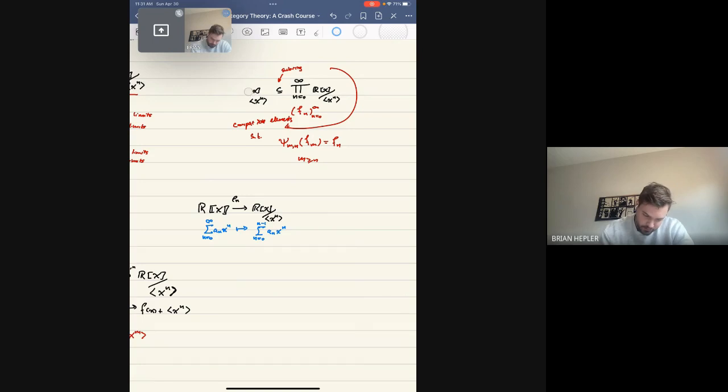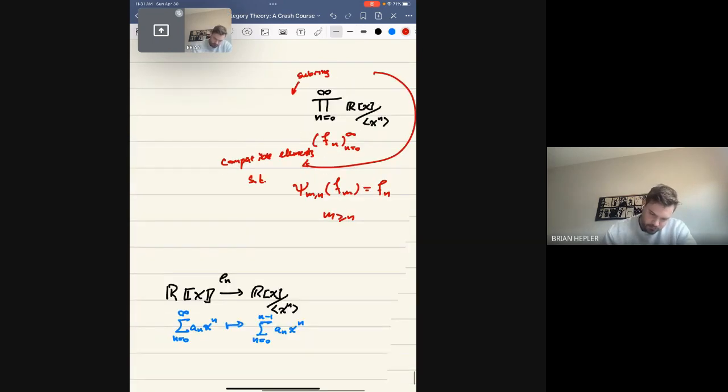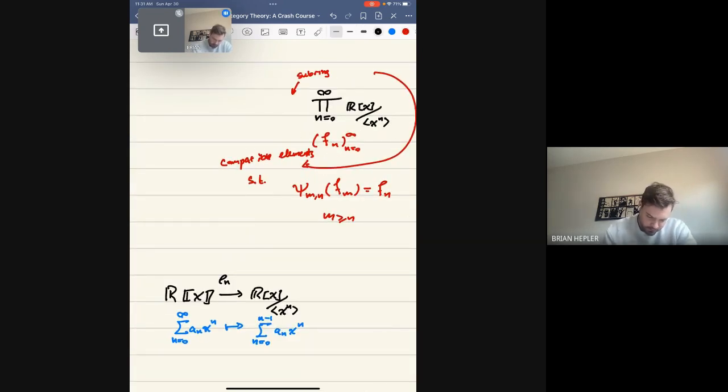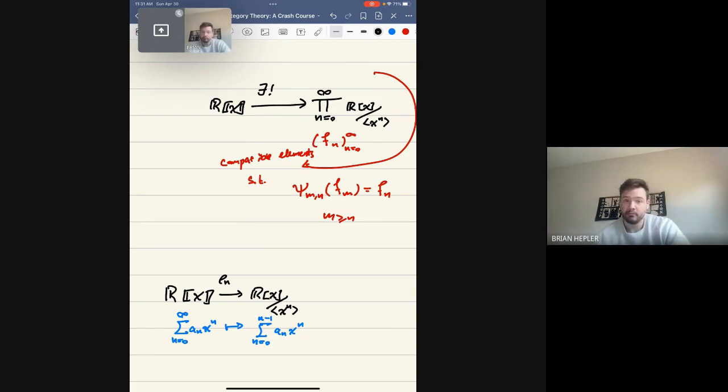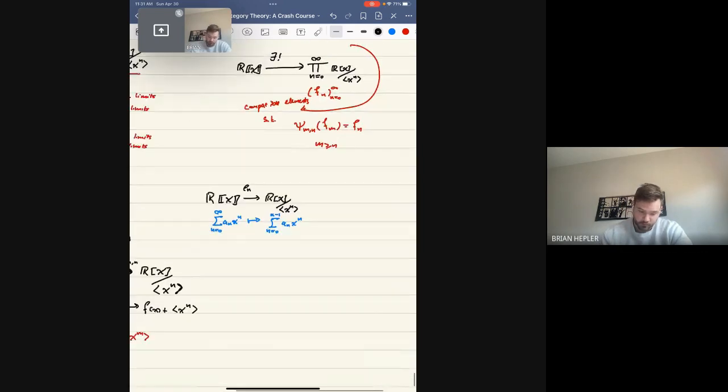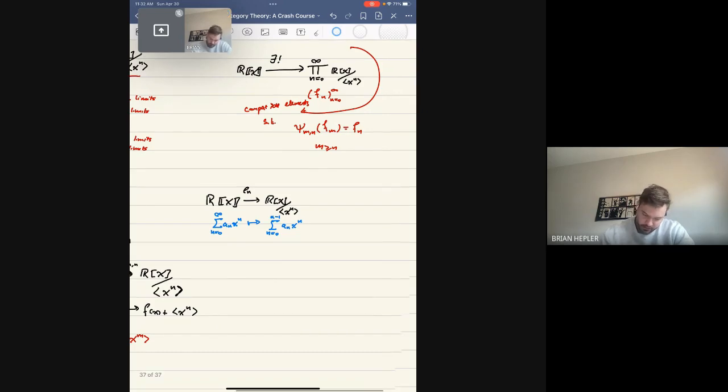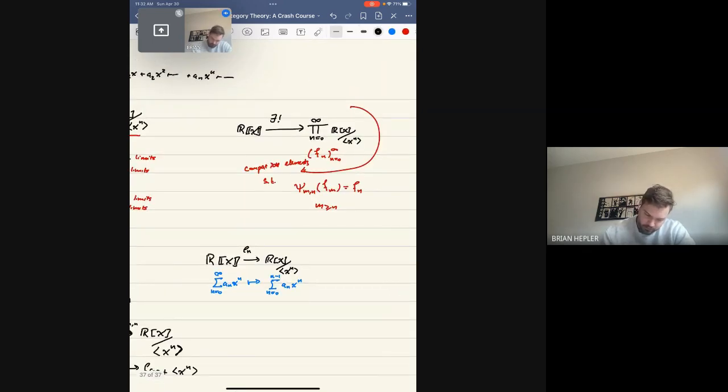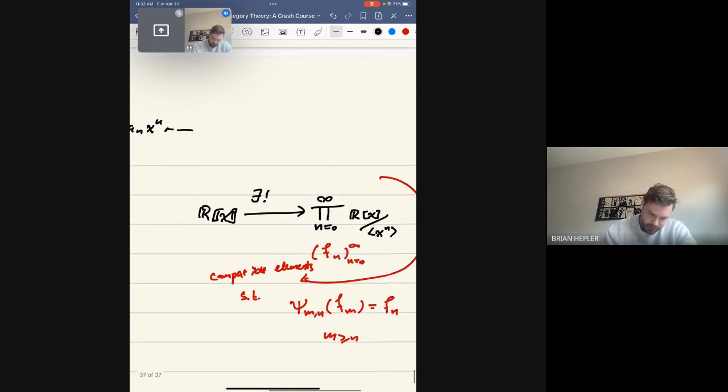And so we have a unique function into here. And so you can actually show that what we've just shown is the following.